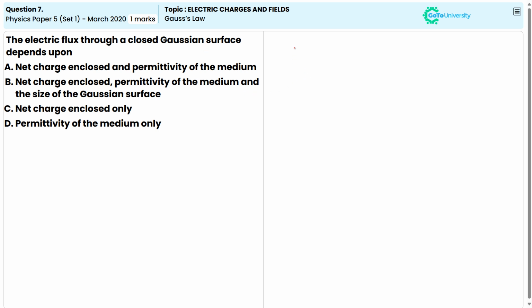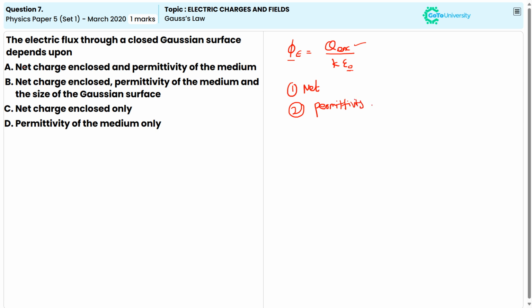We know the Gauss law, which says psi E is equal to Q enclosed divided by K into epsilon naught. Here psi is nothing but electric flux, and Q enclosed is nothing but the net charge enclosed within the Gaussian surface, and epsilon naught denotes permittivity of free space or permittivity of the medium. So from this we can say that the electric flux through a closed Gaussian surface depends upon both net charge, and the second thing is permittivity of the medium.